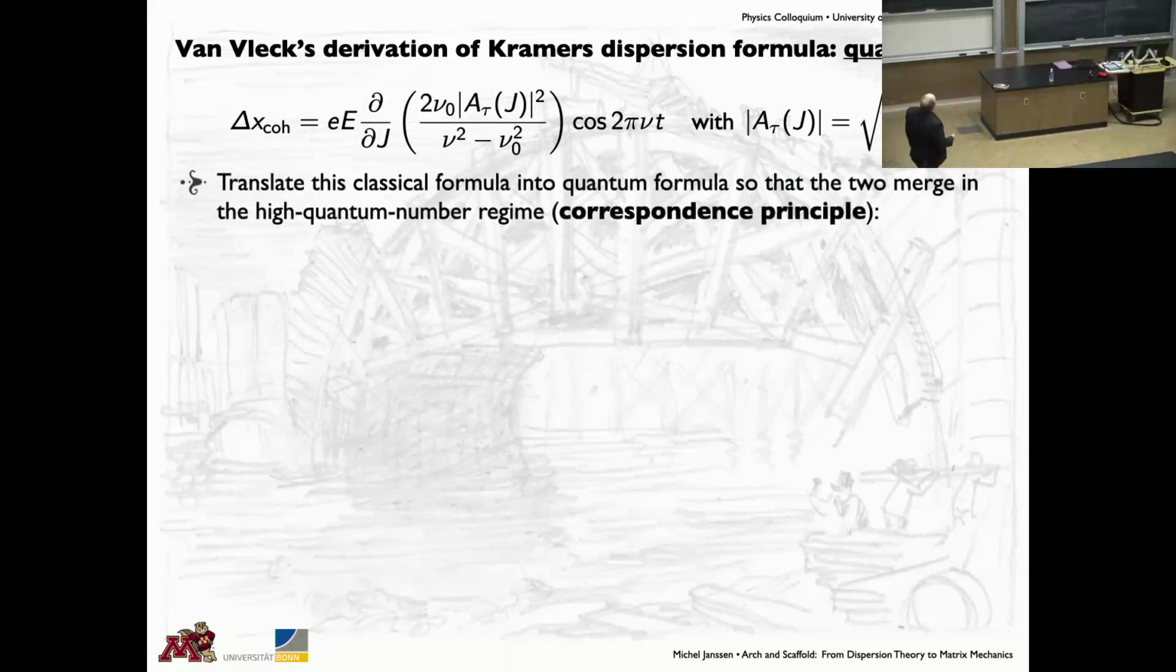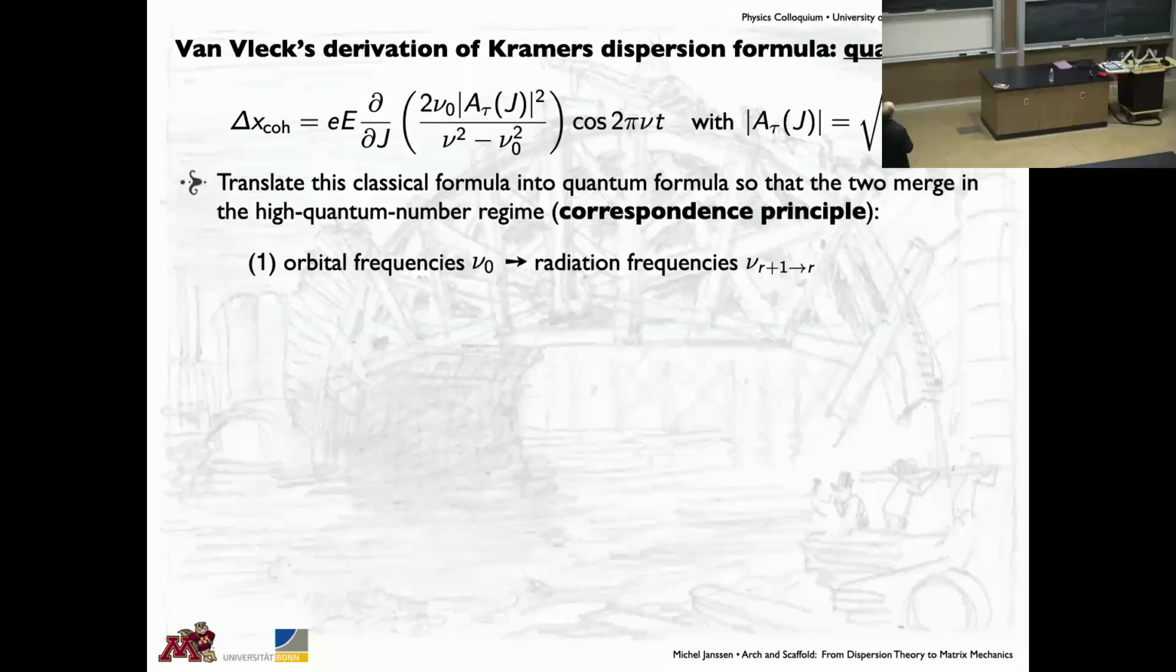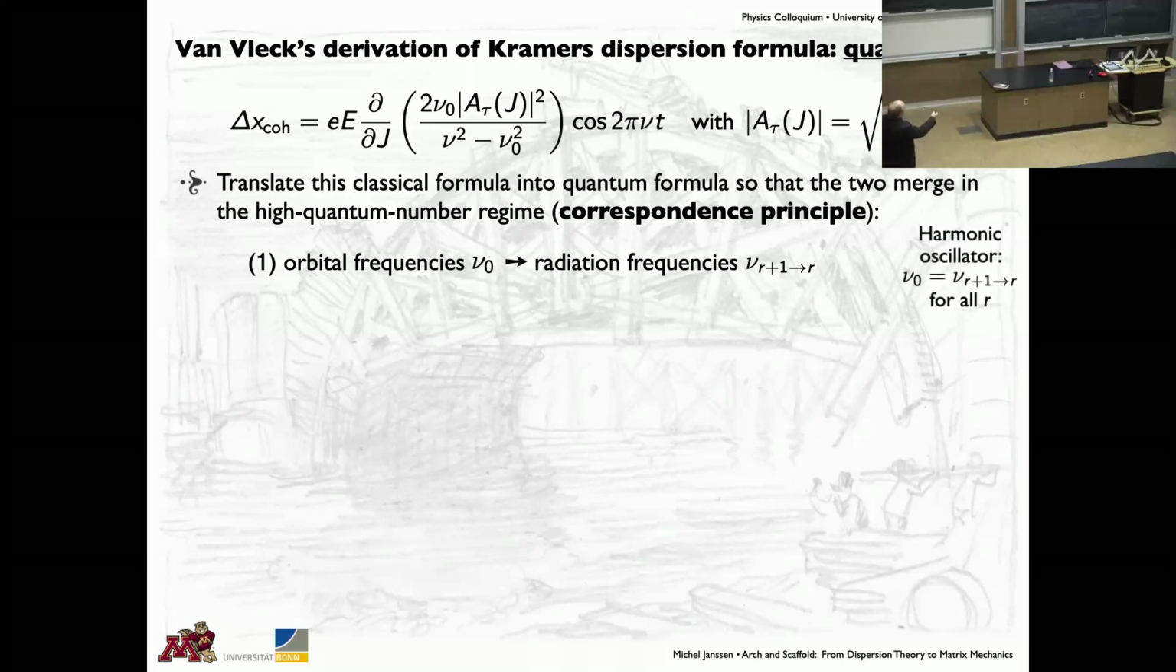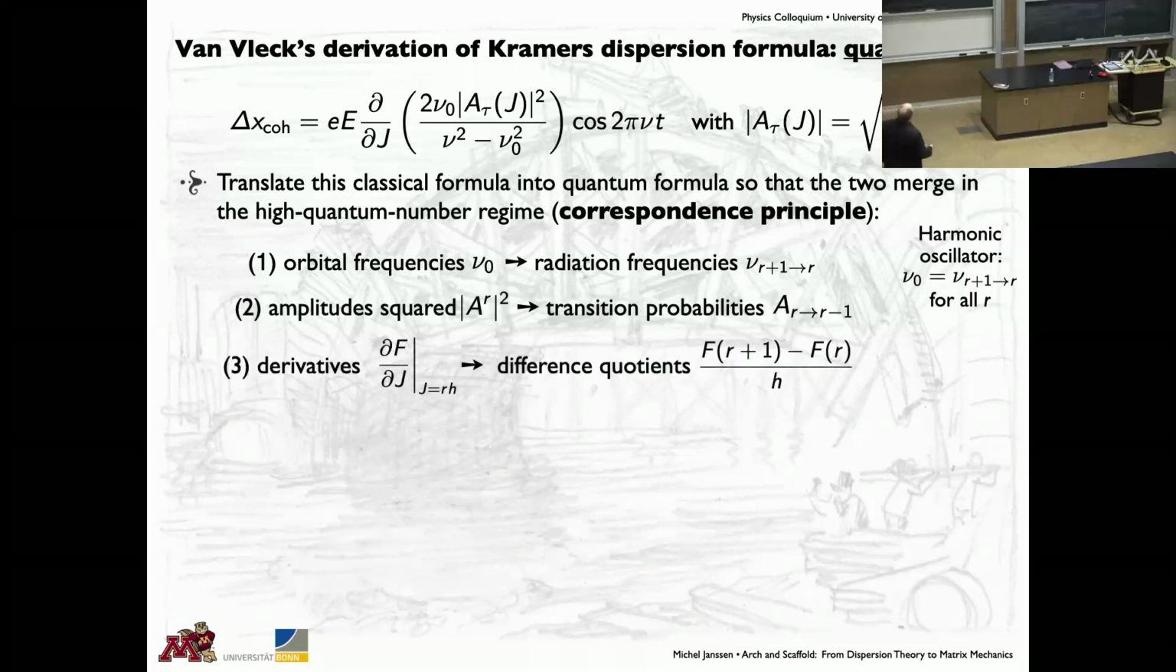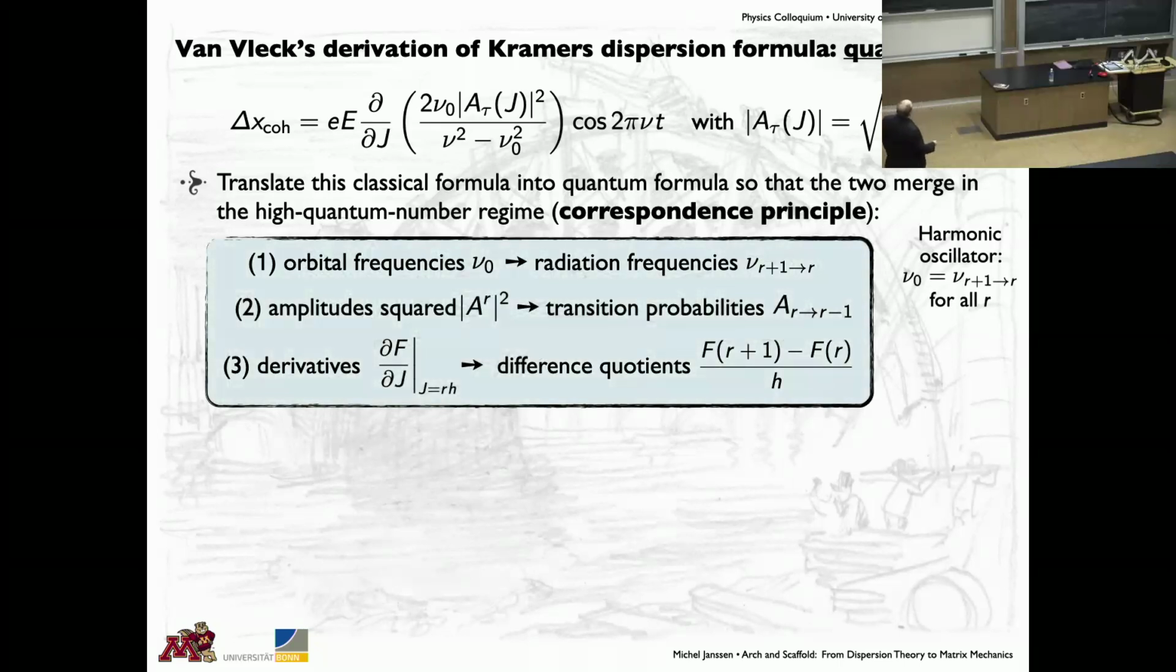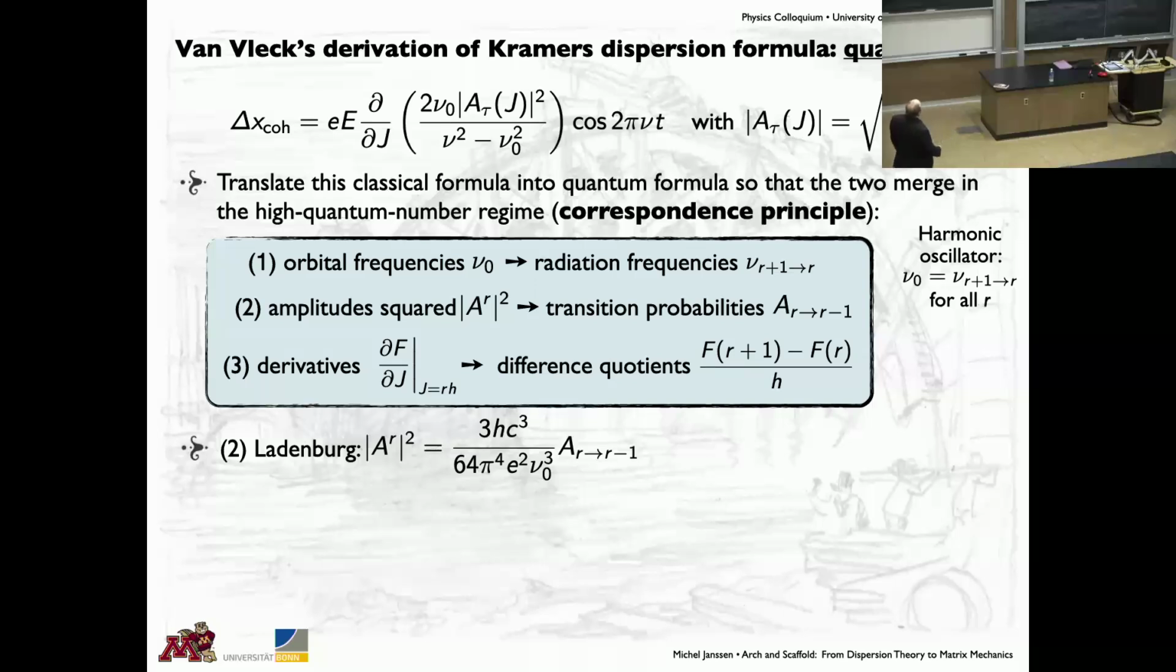Okay, so now you do what I sketched before. I showed it in a little more detail. So you do this, the correspondence principle, you're going to replace orbital frequencies by radiation frequencies. Of course, for the harmonic oscillator, that's trivial because all these frequencies are the same. It's just the idea here. You replace the amplitudes by transition probabilities, derivatives by difference quotients, and so this is the recipe. And so following Ladenburg, this is the concrete form of replacing squares of Fourier amplitudes by transition probabilities.